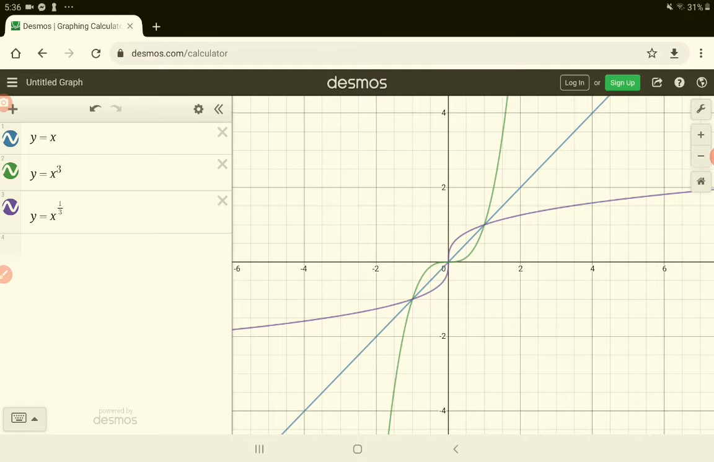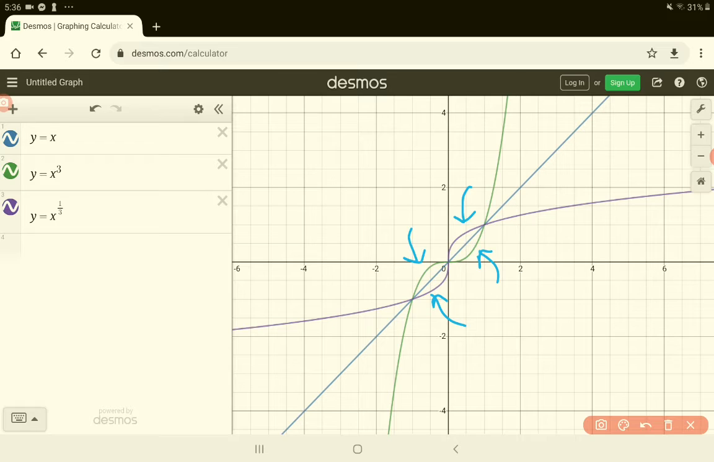So here's the thing that I want you to think about. The green and the purple, the cube root and the cubic function, they are inverses of each other. Well, look at what happens then. When the purple goes up above the blue line, the green goes down below the blue line. When the green is above the blue line, the purple is below the blue line. It's like that blue line is a mirror, and the green and the purple are reflections of each other. That's what an inverse is.